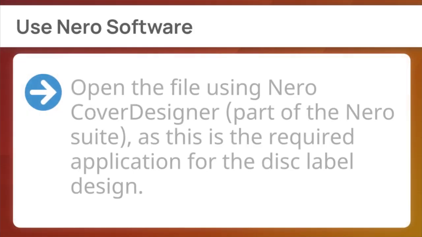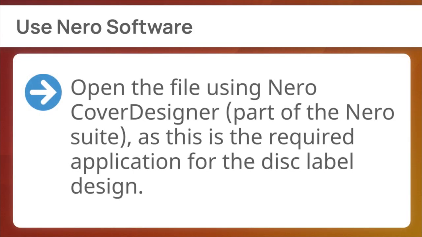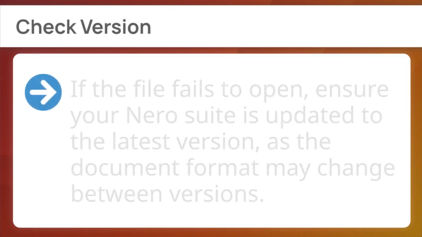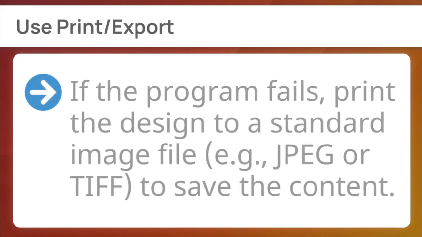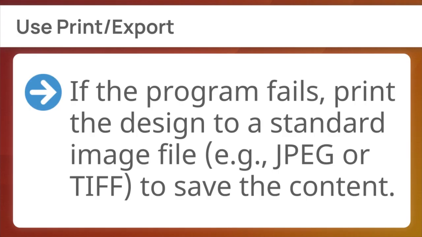First, use Nero Software. Open the file using Nero CoverDesigner, part of the Nero suite, as this is the required application for the disk label design. Next, check version. If the file fails to open, ensure your Nero suite is updated to the latest version, as the document format may change between versions. Finally, use Print Export. If the program fails, print the design to a standard image file, e.g. JPEG or TIFF, to save the content.